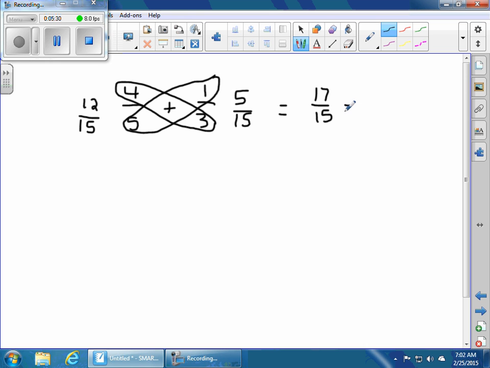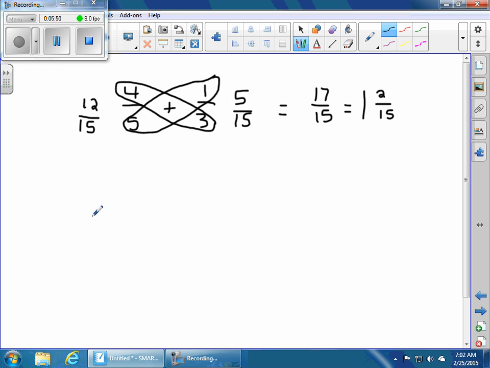And if I turn that into a mixed number, I know that 15 fifteenths would make 1. And then I'm going to have 2 fifteenths left over. So it's a pretty simple method for adding and subtracting fractions with unlike denominators.